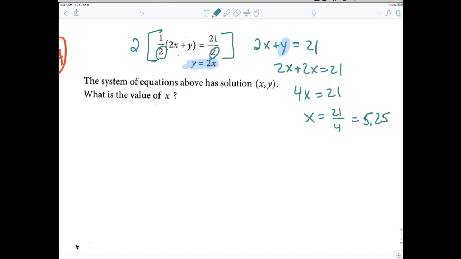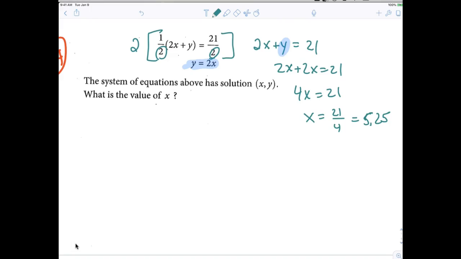Yes, sir. I got 4 over 21. So did I. 4 over 21 would be incorrect. It's not 5.25. The question I have for you is this: tell me where you made your mistake. That's what I want you to look at.